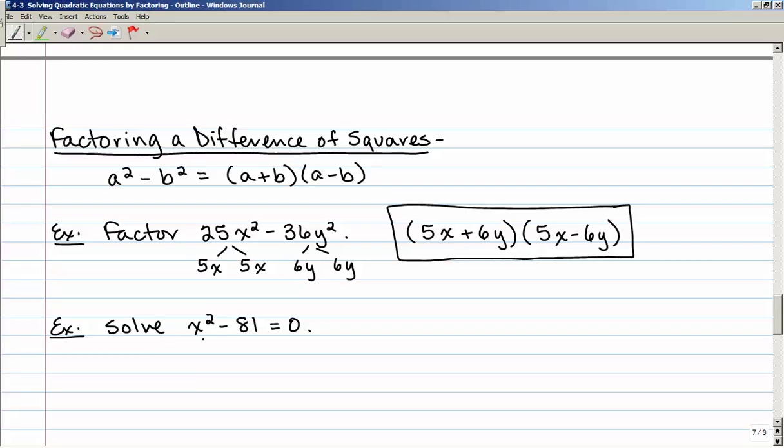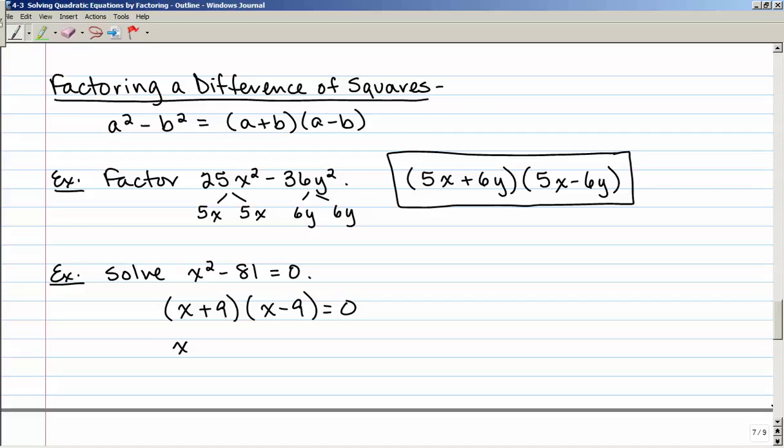So let's solve the equation x squared minus 81 equals 0. And this is a difference of squares because x squared is x and x, and 81 is 9 times 9. So this is going to factor into an x plus 9 and an x minus 9, which means x plus 9 equals 0, x minus 9 equals 0, so x equals negative 9, x equals a positive 9. If you want to look really sharp, you can write it like this: x equals a positive or negative 9.